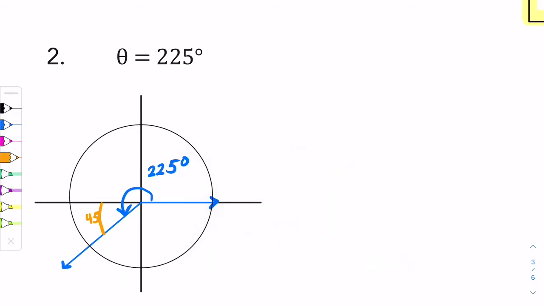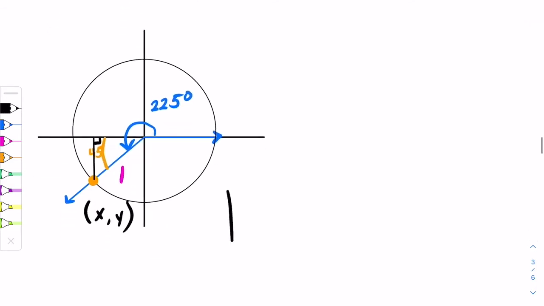And I'm going to mark where my point intersects the unit circle. So this is the point where we're looking for x comma y. All right, I don't know anything besides the fact that the length of the radius is 1. So the 45-degree reference angle indicates I can draw a line back to the positive x-axis, and right there I just formed a 45, 45, 90 triangle.